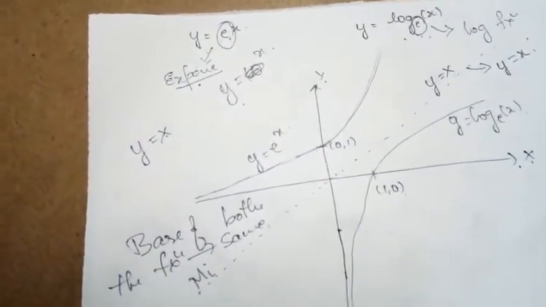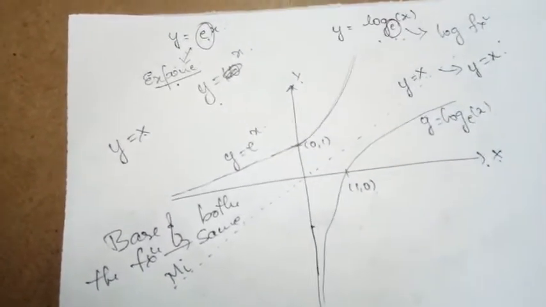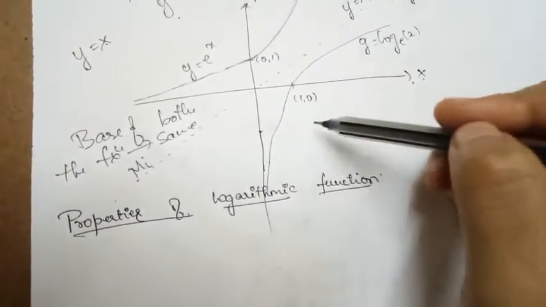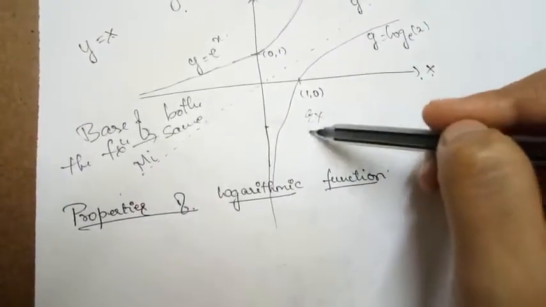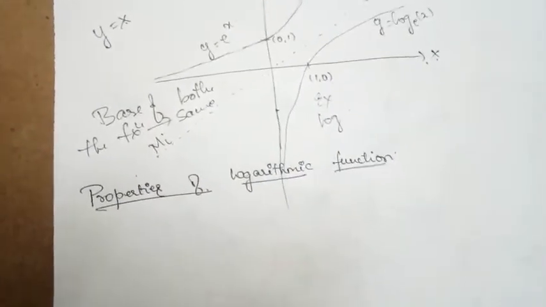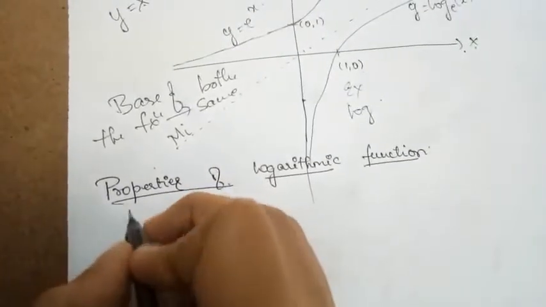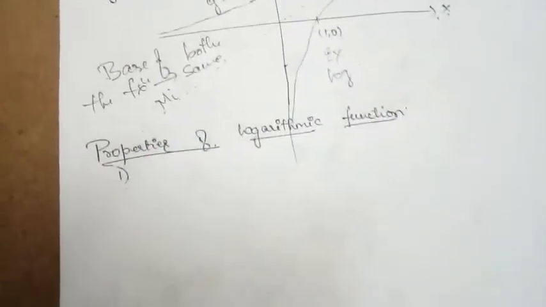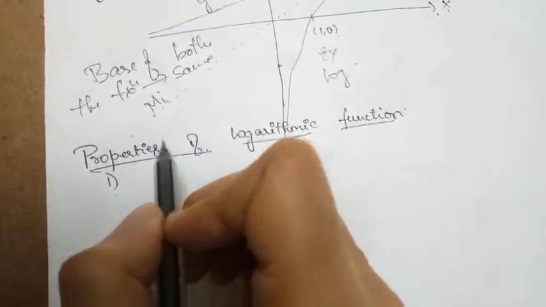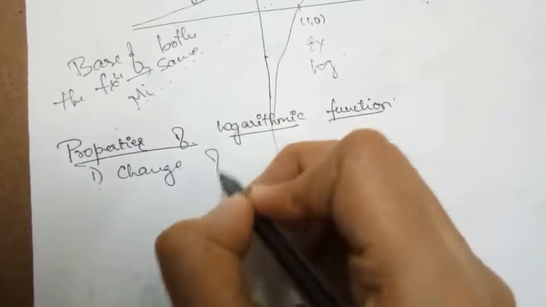So these are some of the features of the exponential as well as the logarithmic function. Till now we have come across what the exponential function is and what the logarithmic function is. Now let us concentrate a bit on the properties of the logarithmic function. The first and one of the most important properties is the change of base.